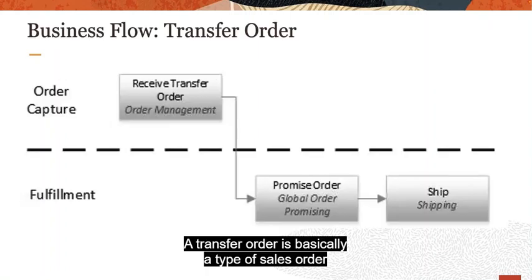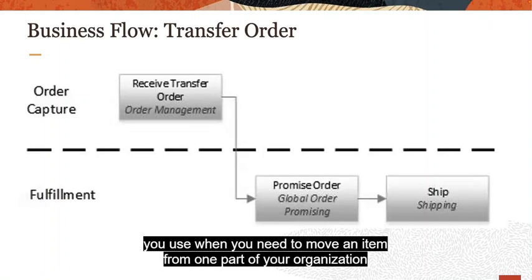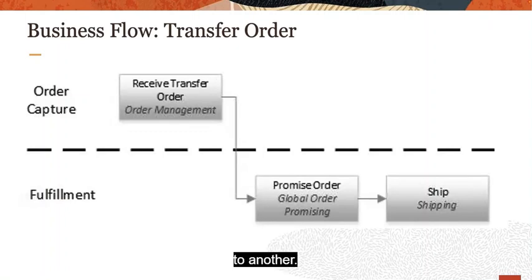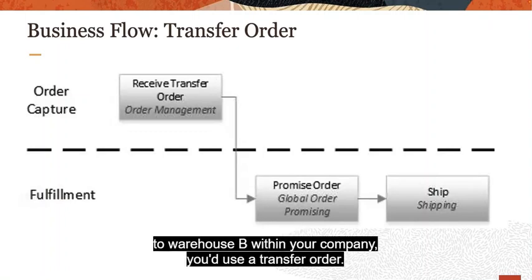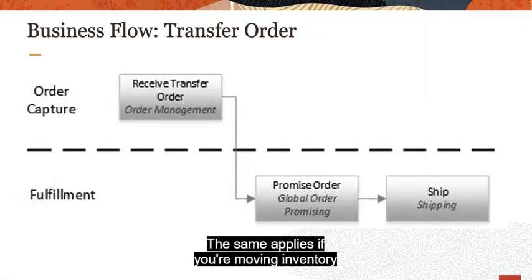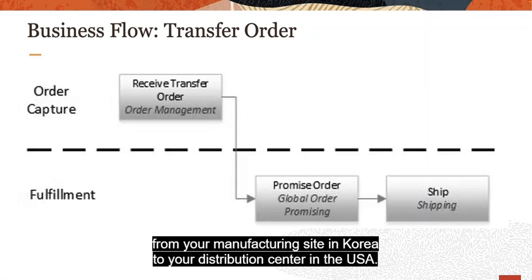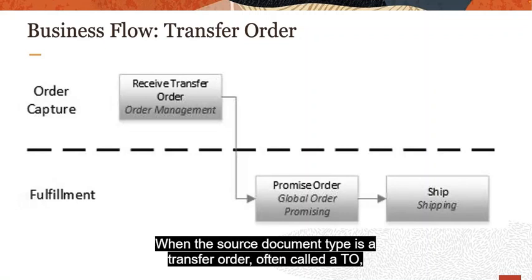A transfer order is basically a type of sales order you use when you need to move an item from one part of your organization to another. For example, if you need to transfer something from warehouse A to warehouse B within your company, you'd use a transfer order. The same applies if you're moving inventory from your manufacturing site in Korea to your distribution center in the USA.